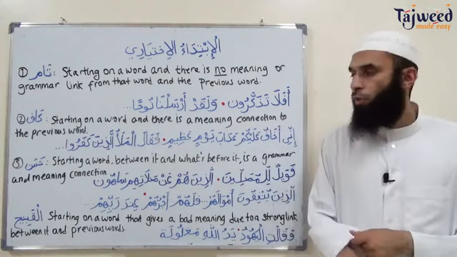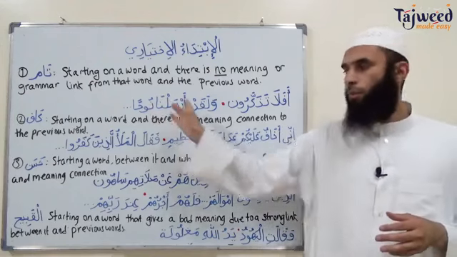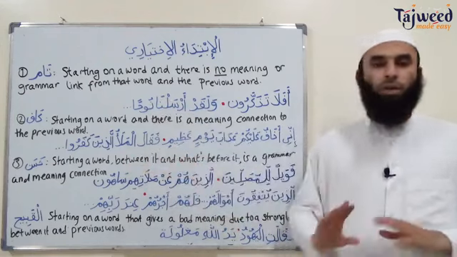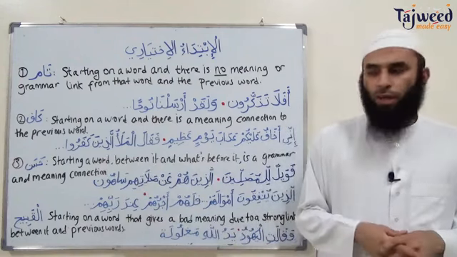Why? Because we should give it a complete story. So start from وَلَقَدْ أَرْسَلْنَا, the story of Nuh, then carry on. But from here, we cannot do that. Number 3 is ibtida hasan, the good start. What does this mean?